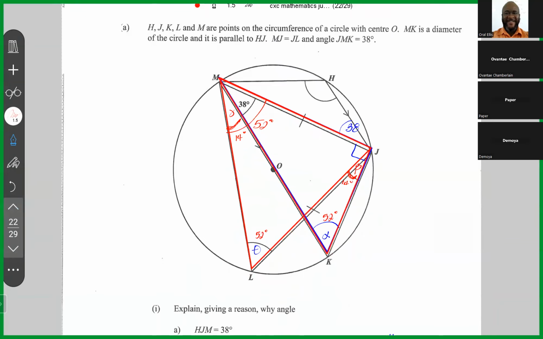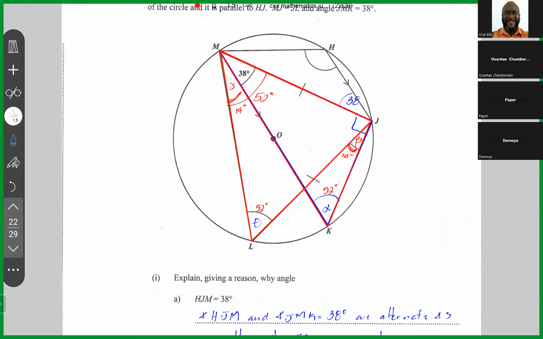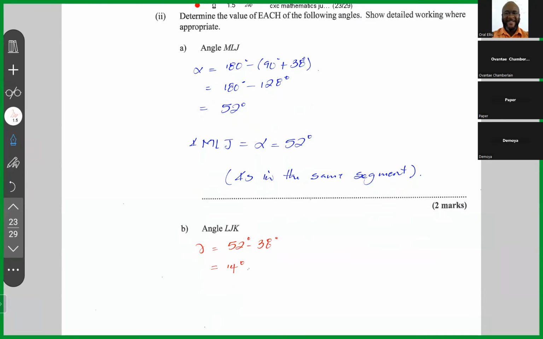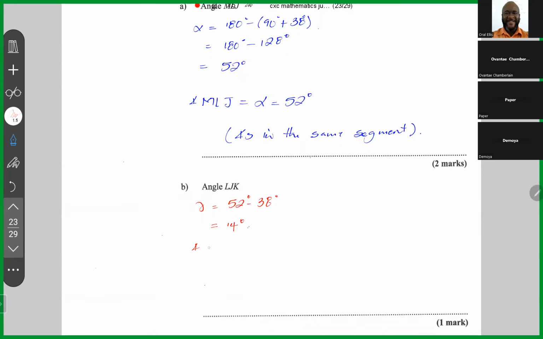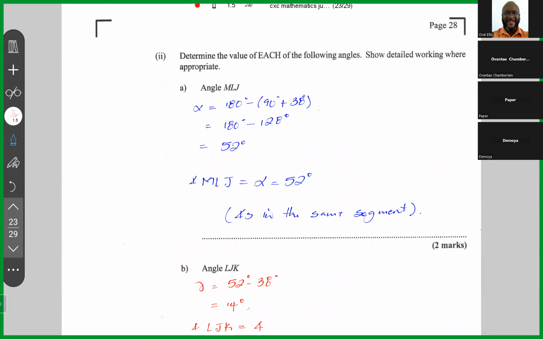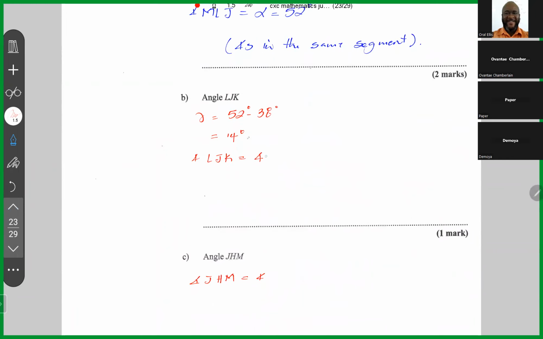Oh, I already said it's equal to angles in the same segment. LJK. So angle LJK is equal to angle LMK. Angle LMK is equal to 14 degrees. They are angles in the same segment.